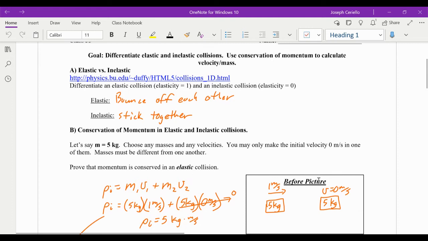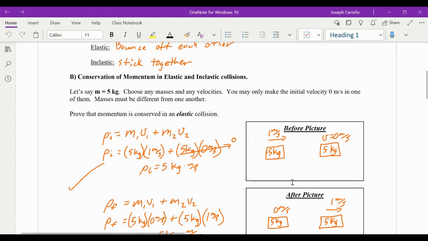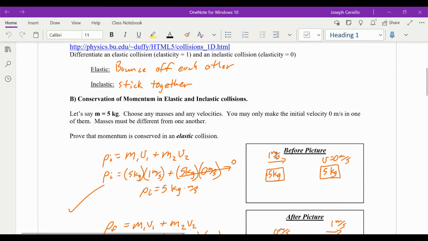So what we did in this part of class was we looked at an elastic collision and then an inelastic collision, and we wanted to determine, was momentum conserved in both of those types of collisions? Remember, momentum is conserved when there is no net force acting on the system. All right. So we used the simulation, and we did a situation where a 5 kilogram object going at 1 meter per second to the right approached a 5 kilogram object that was stationary.